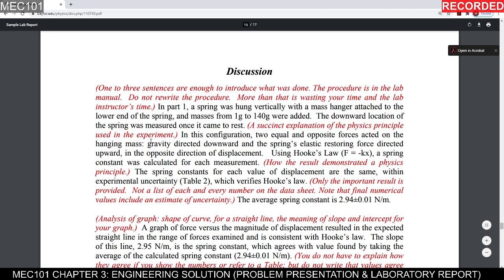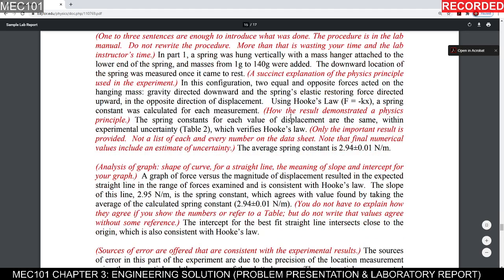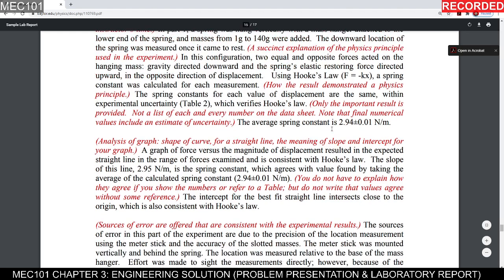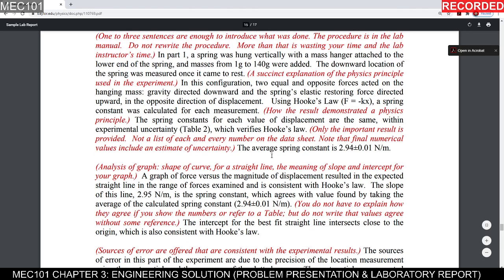And then an explanation of the physics principle used in this experiment. So you take some of the important information from your theory section and put it in this discussion here, using Hooke's law. So this is the theory, and then how the results demonstrated the physics principle. Only the important results are provided, not a list of each and every number from the data sheet. Note that the final numerical value includes an estimate of uncertainty. So in the discussion, you only put the most important results, the final results that prove your objective. In this case, they put the average spring constant as 294 plus minus 0.01.